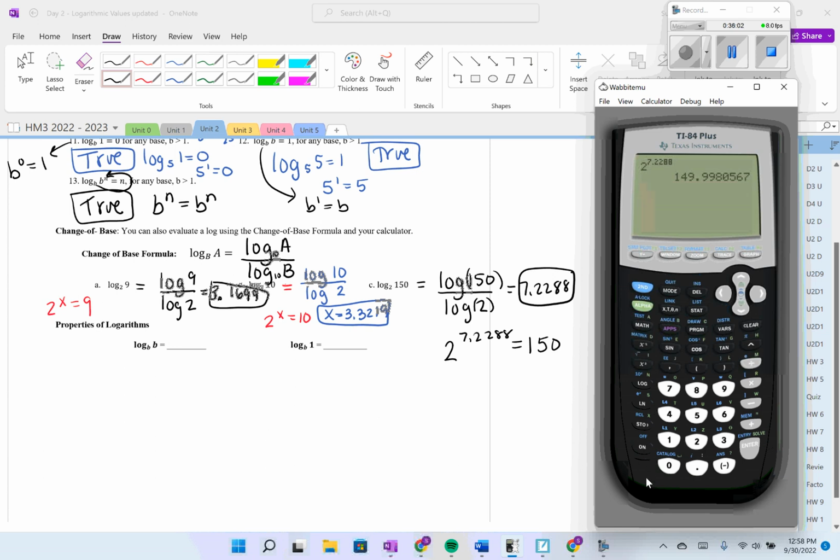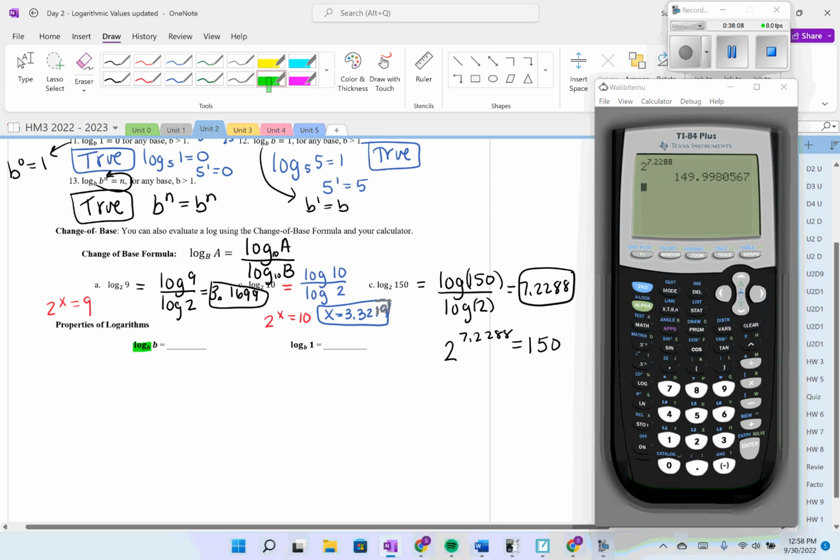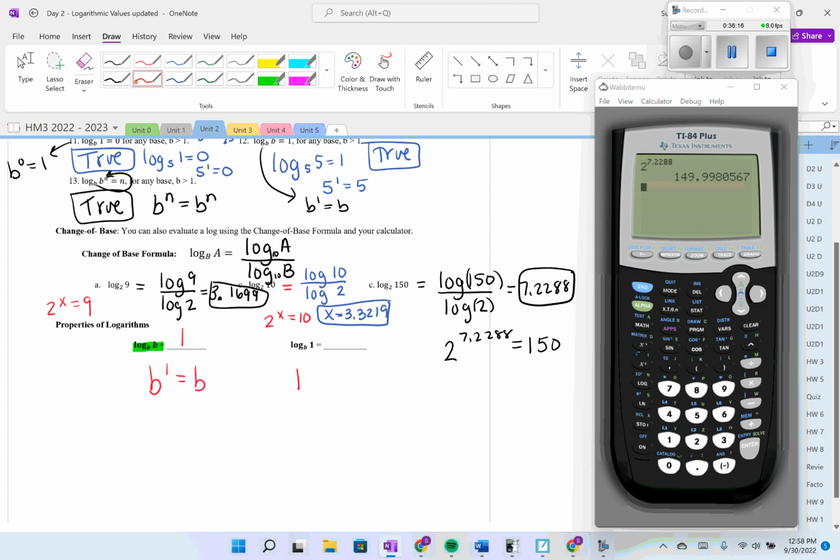So properties of logarithms that we are going to be using and should know are these two properties right here. If I have the log base b of b, I know that's going to be equal to 1. Why? Because b to the first power equals b. Over here, b to what power would be equal to 1? This would be 0, because b to the 0 power is 1.